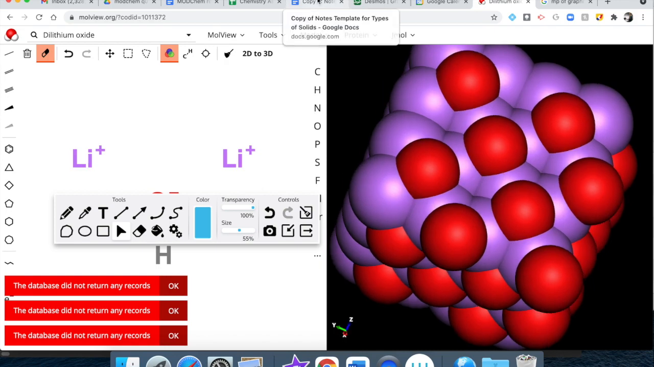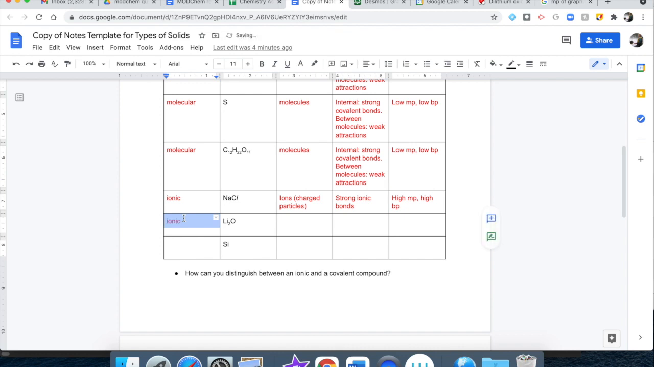Let's go back to our notes. Like sodium chloride, Li2O, lithium oxide, is an ionic compound, which means that at the lattice locations we have ions, charged particles, and what holds them together are the attractions of one ion for the other ion. So that's ionic bonding. And because those attractions are very strong between one ion and another, this is going to have a high melting point and a high boiling point. Let's take a look at one more.